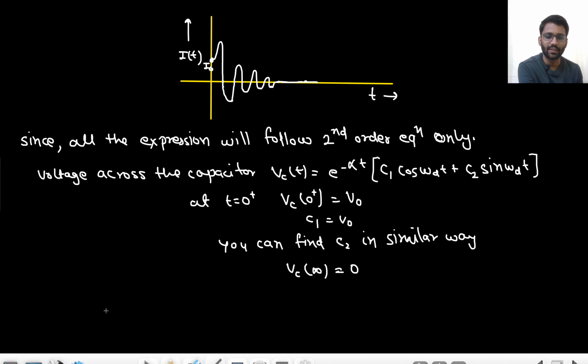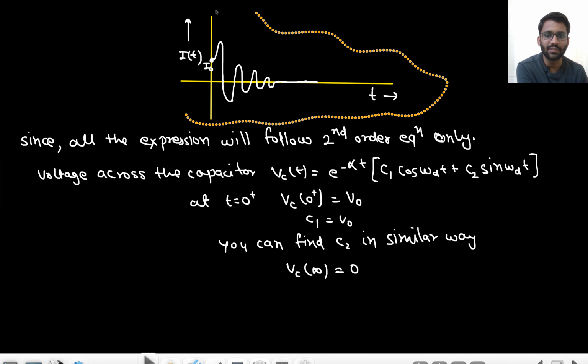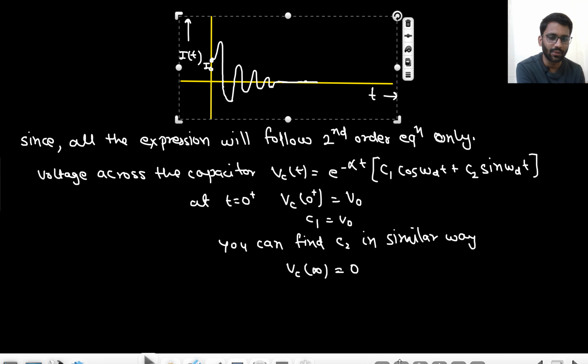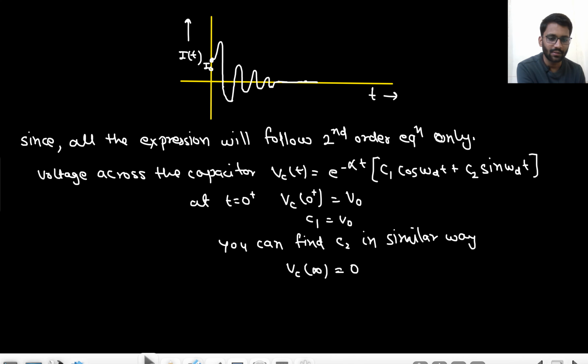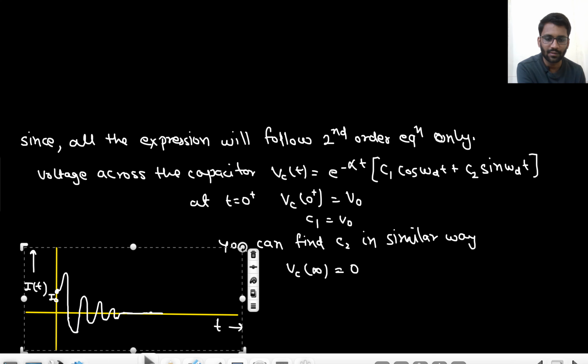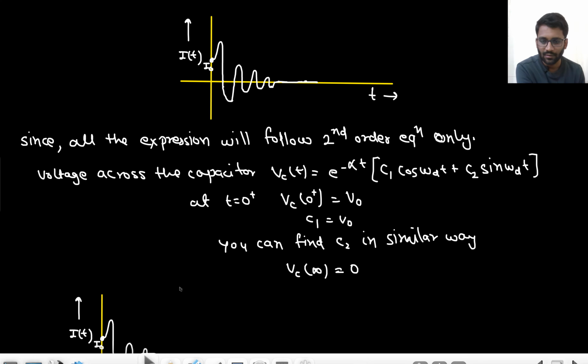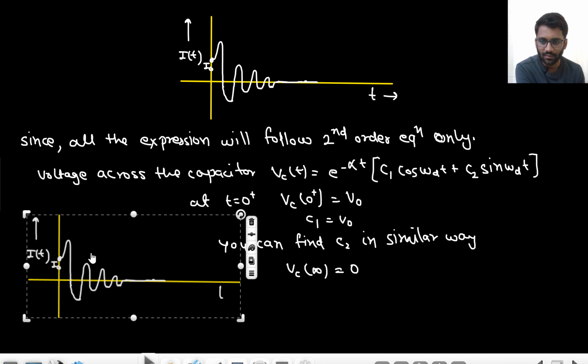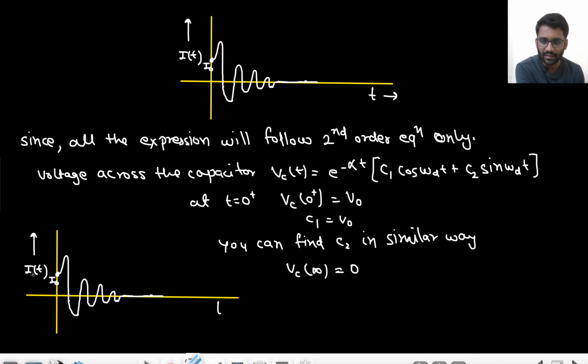That will be 0. So how will the graph look like? It will be the same like this only. I can copy it as well. C1 and C2 will be different. Of course, here C1 was I naught, and in this graph C1 is V naught, right? We are drawing the graph for v_C(t).